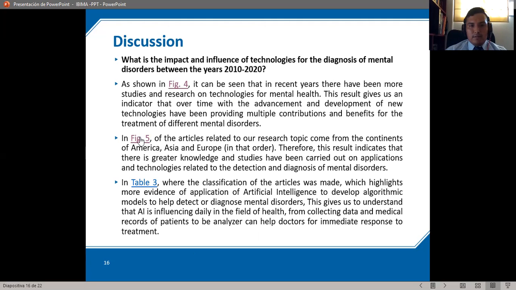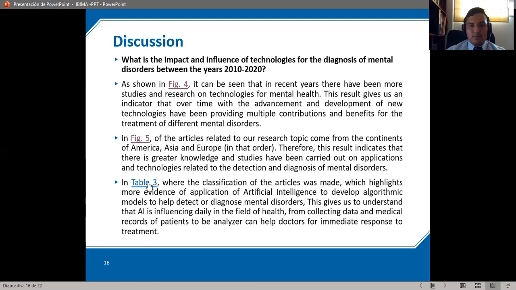The figure 5 articles related to our research topic confront the continents of America, Asia, and Europe in that order. Therefore, the result indicates that there is great knowledge and studies have been carried out on application technology related to the detection and diagnosis of mental disorders.